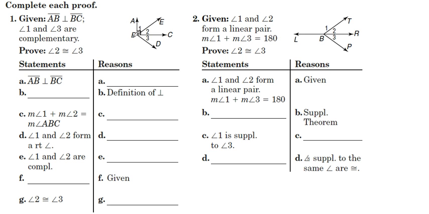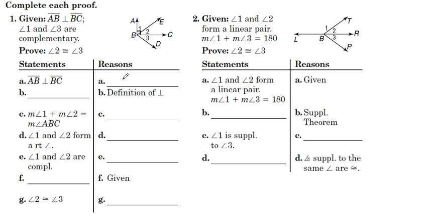We're given that AB is perpendicular to BC, that's what the little box here shows, and we're also telling you that angle 1 and angle 3 are complementary. If you take the measure of angle 1, add it to the measure of angle 3, it'll equal 90 degrees. What we're trying to prove here is angle 2 is in fact congruent to angle 3.